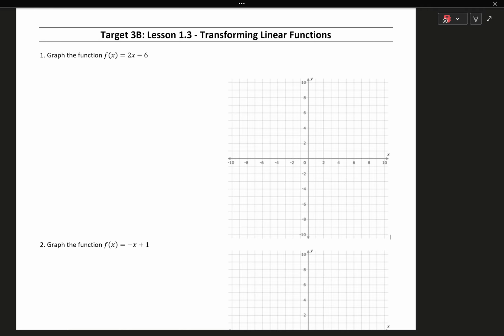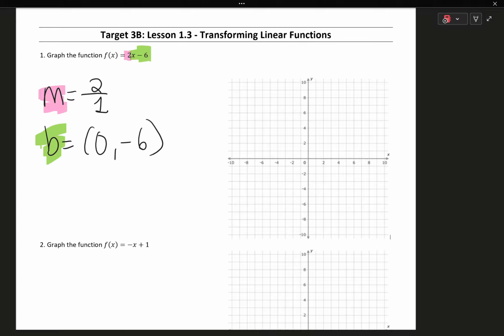The way we graph lines from their functions is by identifying their slope and y-intercept. The slope here is 2, which means our slope is actually 2 over 1. Our y-intercept is -6. All right, we're going to start by putting a dot on b, our beginning, which is -6.